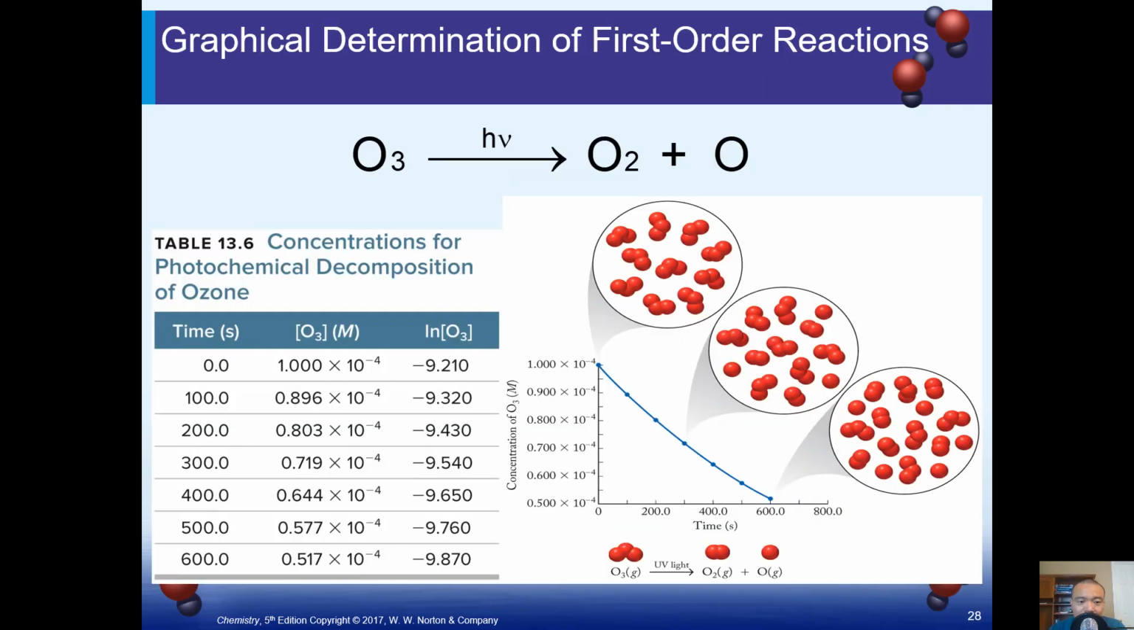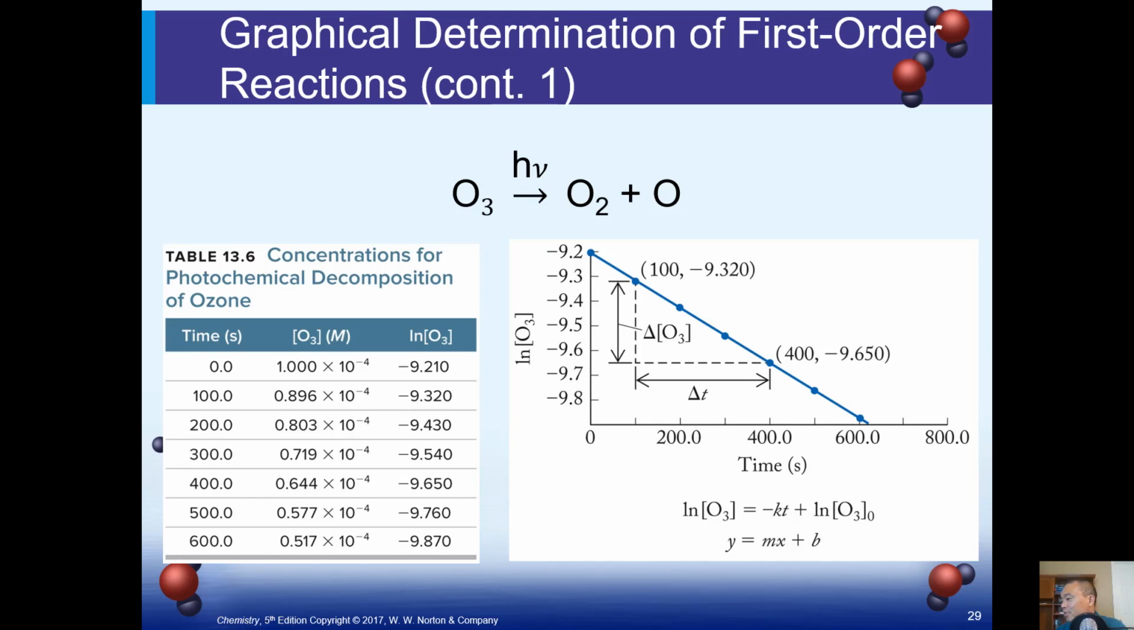Let's look at this example in great detail. When you plot the concentration versus time, it gives us a curved line. But when you plot the logarithm of concentration versus time, it gives us a straight line. For this reason, the reaction is a first order reaction.